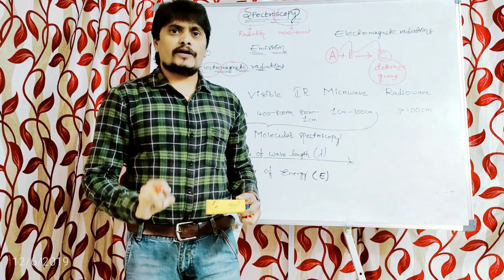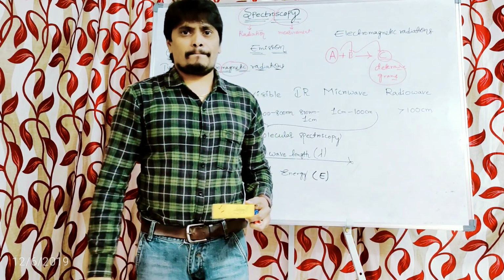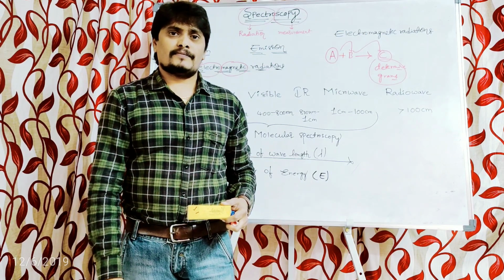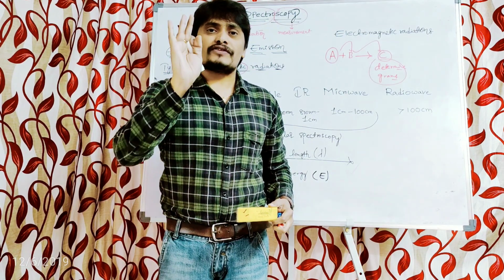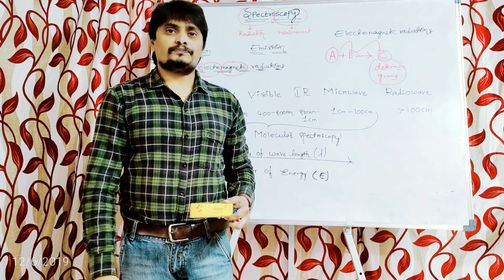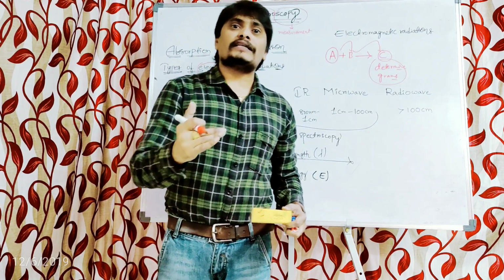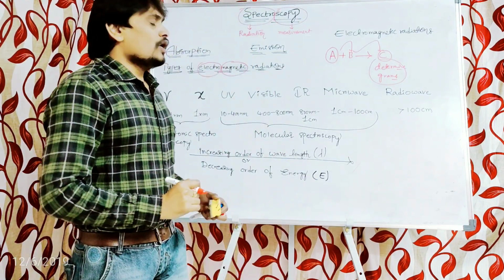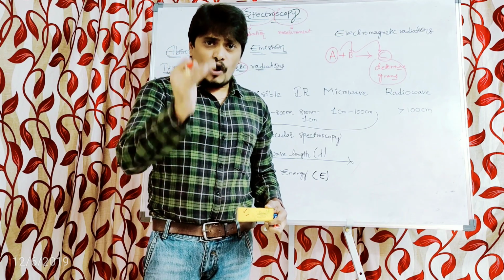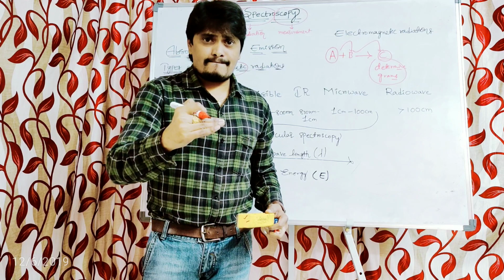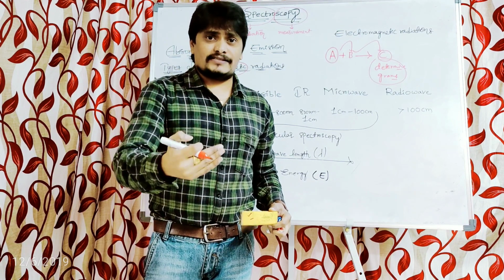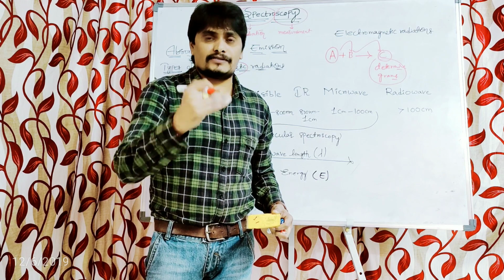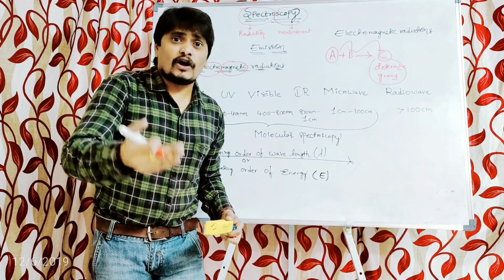So I have explained what spectroscopy is, what the radiations we are talking about are, which are electromagnetic radiations, and what the importance or significance of spectroscopy is. Now, moving ahead, we are going to discuss the types of electromagnetic radiations. Based upon the wavelength or the energy, we can categorize the electromagnetic radiations into the following types.